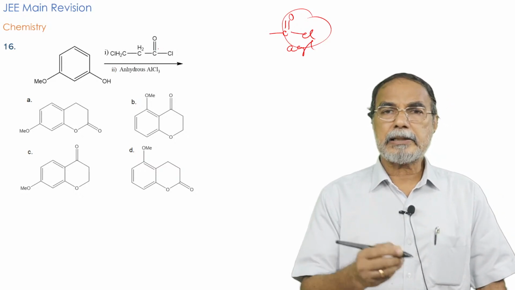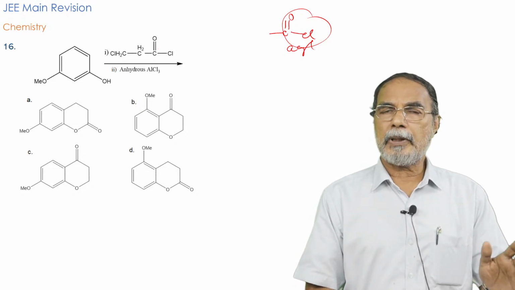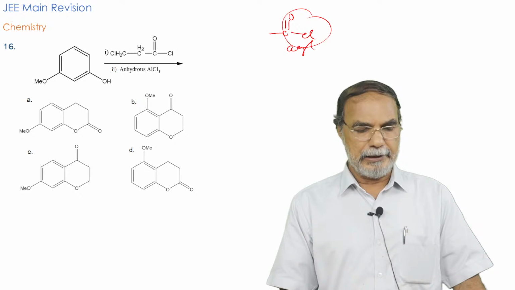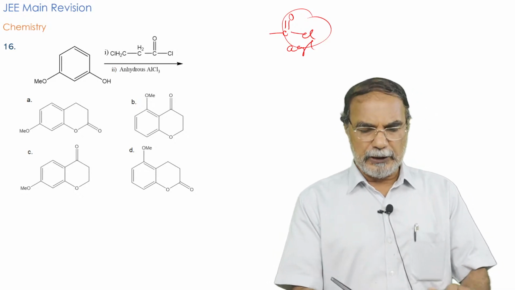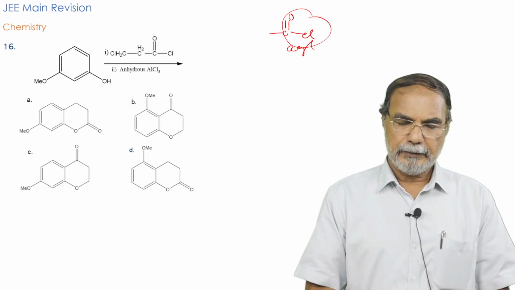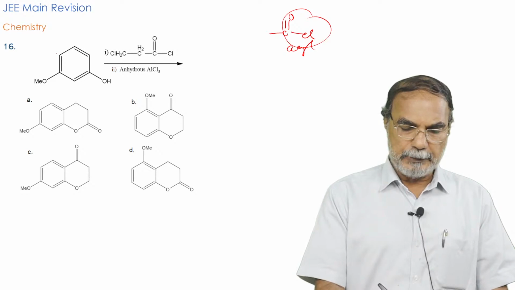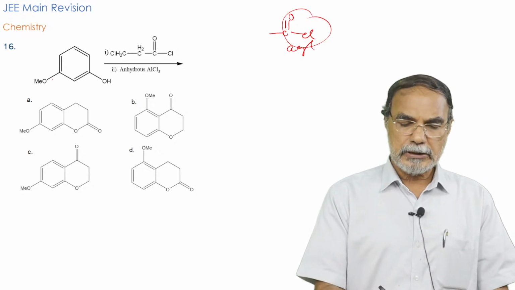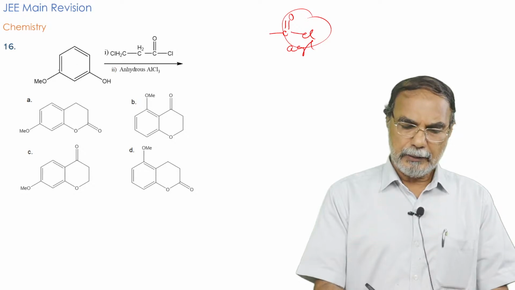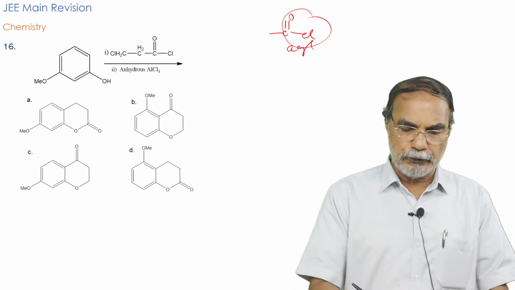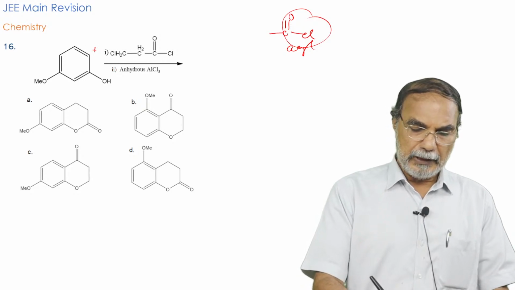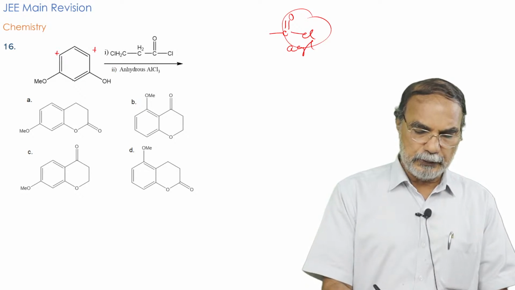Acyl chloride and anhydrous AlCl3 means the most probable reaction is Friedel-Crafts acylation. So where will the Friedel-Crafts acylation take place? The OH group is ortho-para orienting, so this is the ortho position and this is the para position. The methoxy group is again ortho-para orienting, so this is its para position and this is its ortho position. There are 2 positions where the effects of the 2 groups reinforce. One is at this point and the other is at this point, and the third is at this point, ortho with respect to OH and ortho with respect to the methoxy.